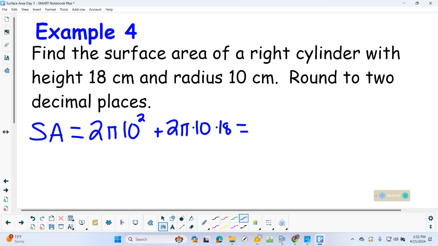But you're just gonna have to put these in for pi r squared for the base, and you're gonna put that in for the perimeter.